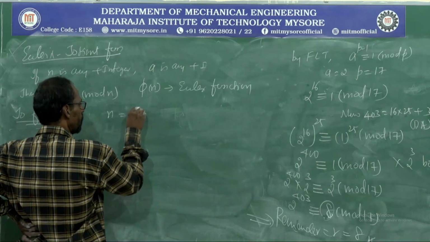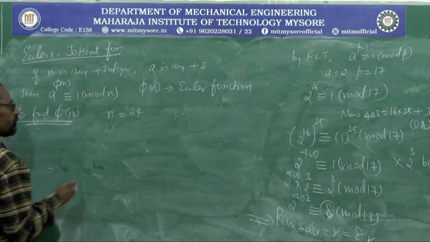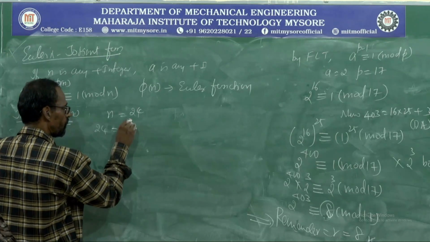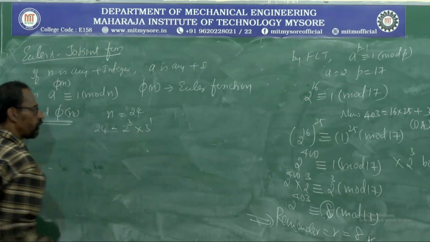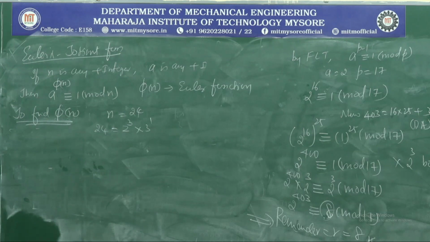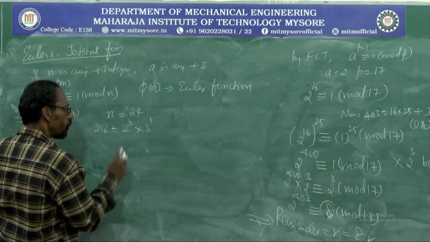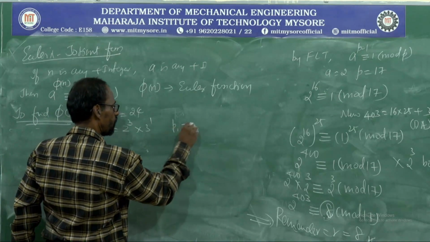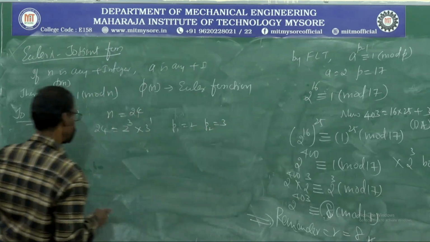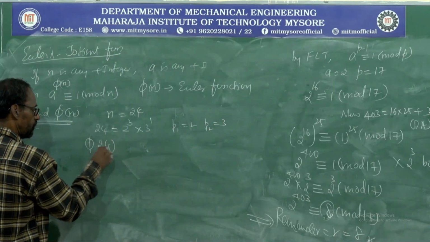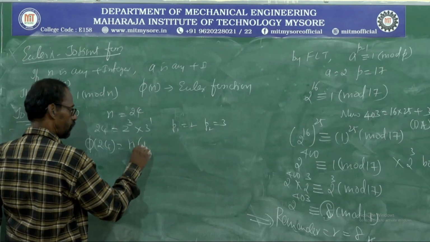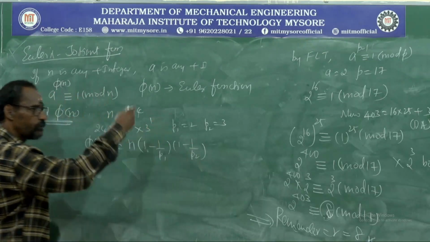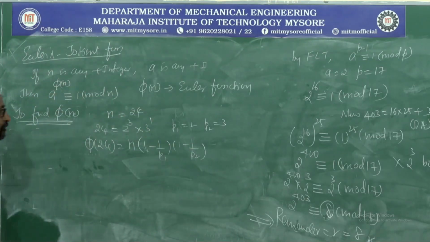For example, n equal to 24. We can write 24 as 2 power 3 into 3 power 1, is it? 2 to the power of 3 is 8, 8 into 3 is 24. What are the bases? The bases are 2 and 3, with p1 equal to 2, p2 equal to 3. Therefore, phi of 24 is n times (1 minus 1/p1) into (1 minus 1/p2), and you continue with p3 and so on.